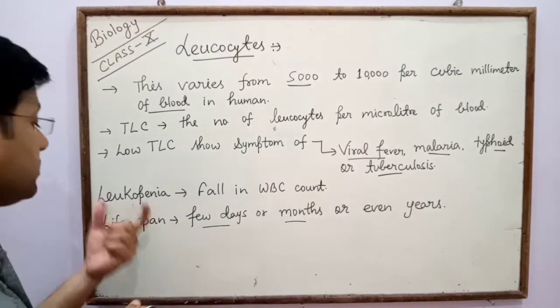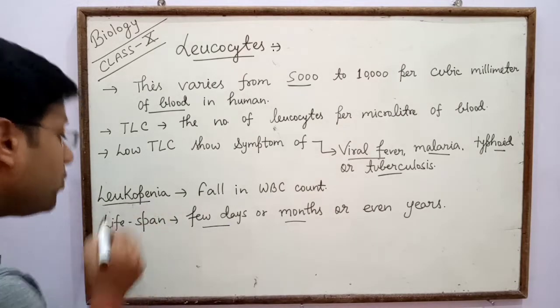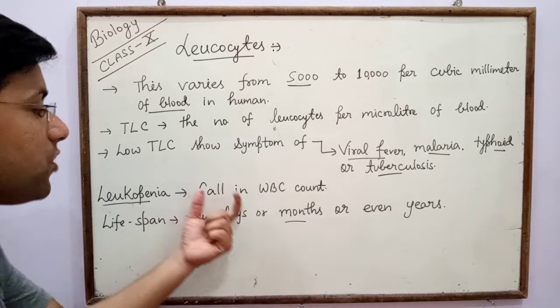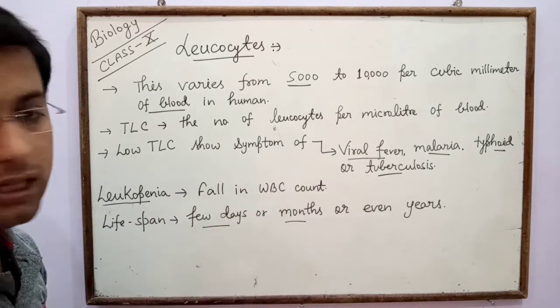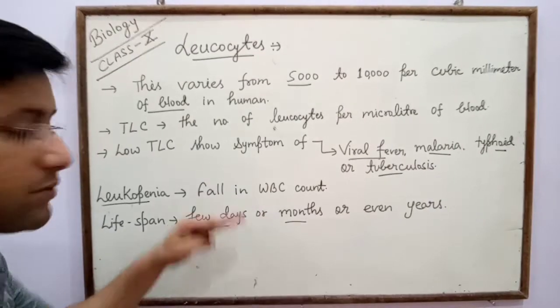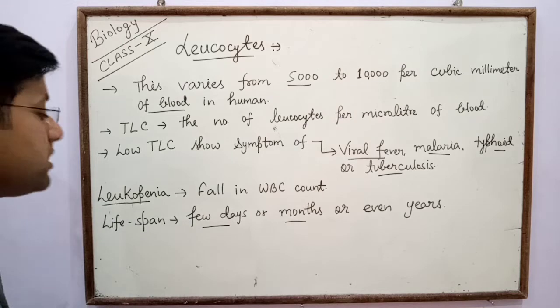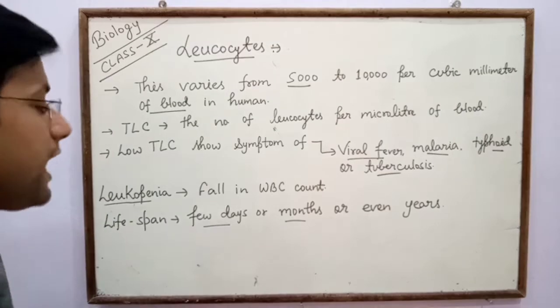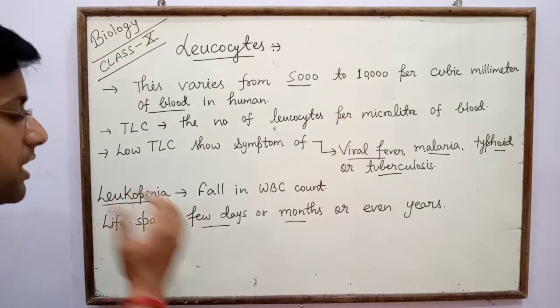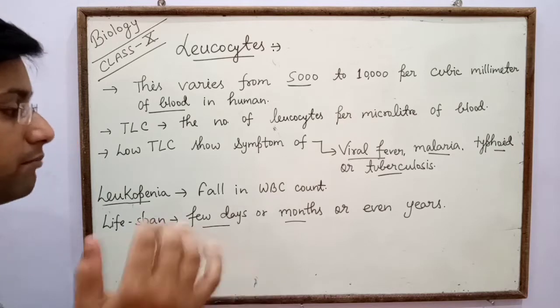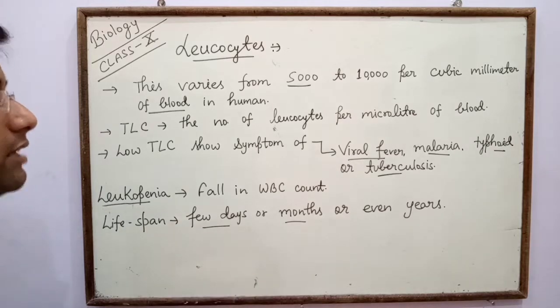And one more thing is there, that is leukopenia. Leukopenia means a fall in WBC count. If the WBC count falls, that causes a disease, and that disease is leukopenia. The lifespan of WBCs is a few days, months, or even years.